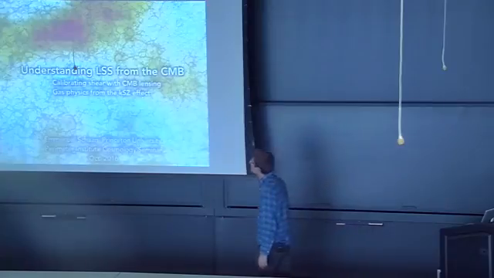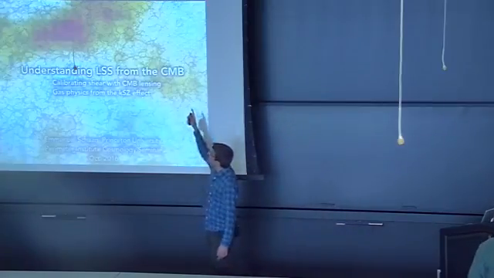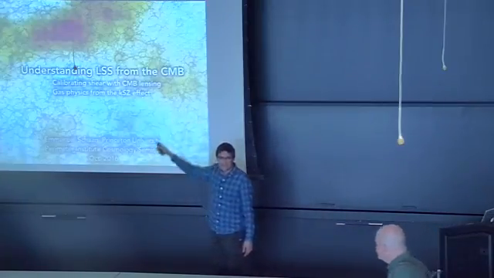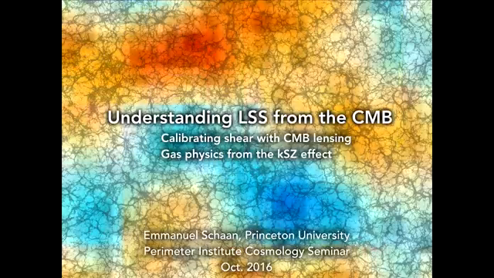So I would like to present to you two ways of using the cosmic microwave background as a backlight for the large-scale structure. So these are two methods that I think are very promising to constrain uncertain physics and systematics in the large-scale structure from the CMB.